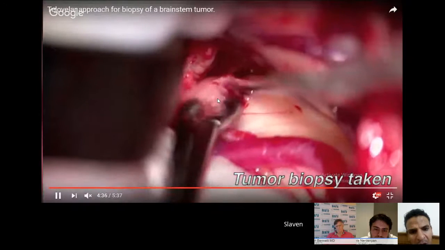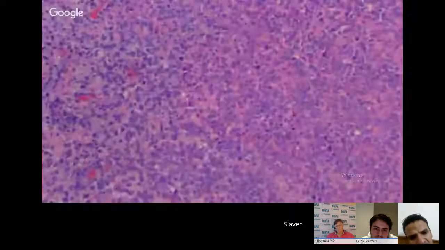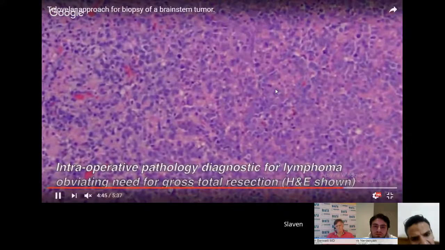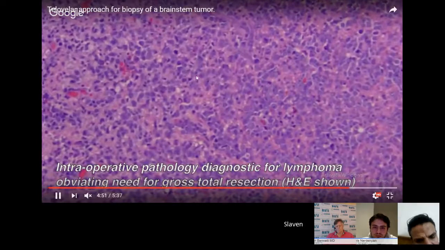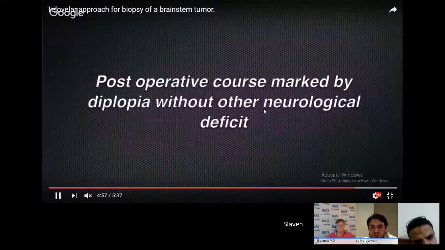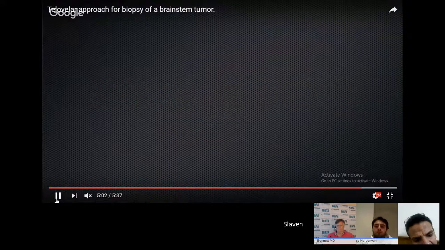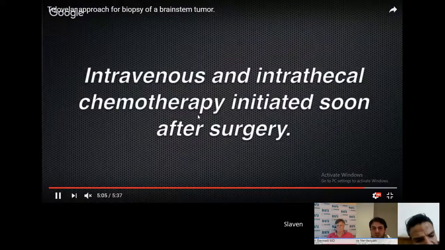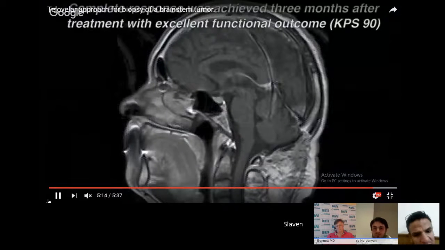So as I mentioned, this is a very simple approach. You just dissect away all the important arteries from the area and open the membranes. And what pathology showed is that this is lymphoma. The postoperative course is unremarkable regarding the surgical technique, because the patient had all the symptoms he had before surgery. And of course, because all lymphomas are malignant, chemotherapy is administered after the operation.